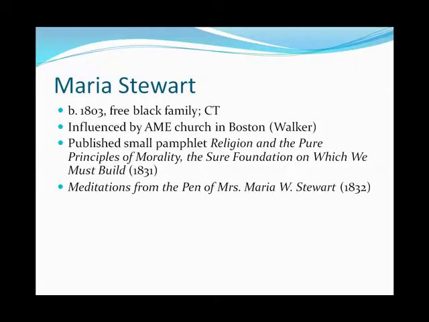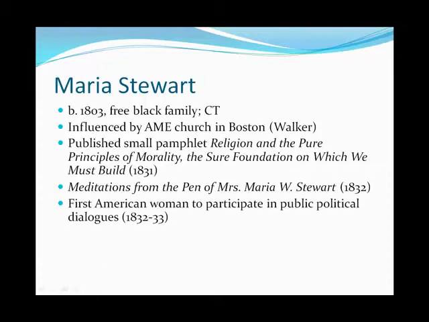Her public speaking, however, was not well received. This was possibly because she was critical of African American men for what she described as not doing enough within their own communities to take care of their families. She was the first American woman to participate in public political dialogues in 1832 and 1833, and in fact the first American woman to speak to mixed audiences of men and women.